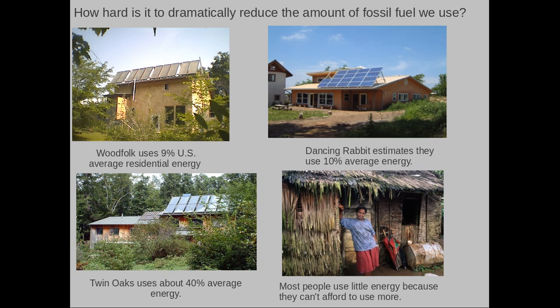So to take this house completely off grid and run it without any fossil fuel is pretty easy, because it's 90% of the way there already. That is not true in the average American residential home.